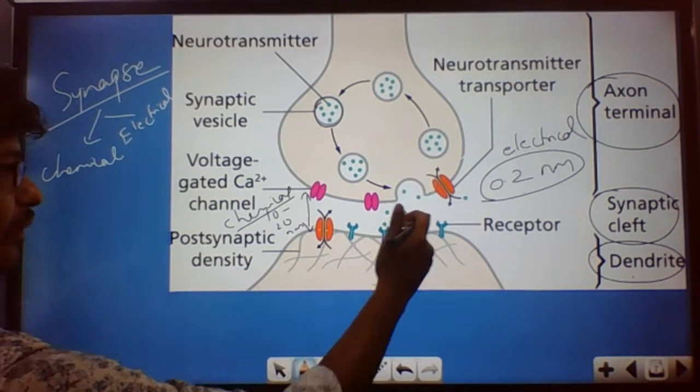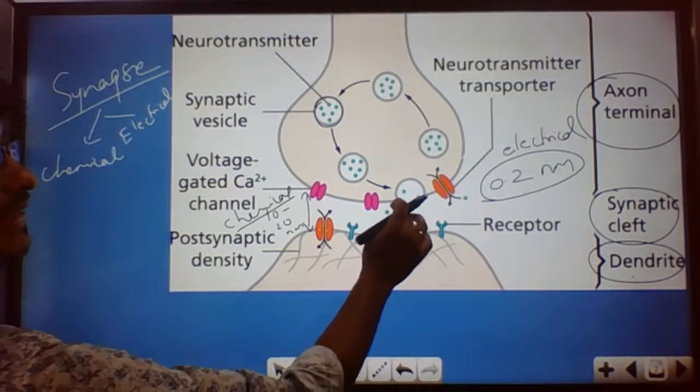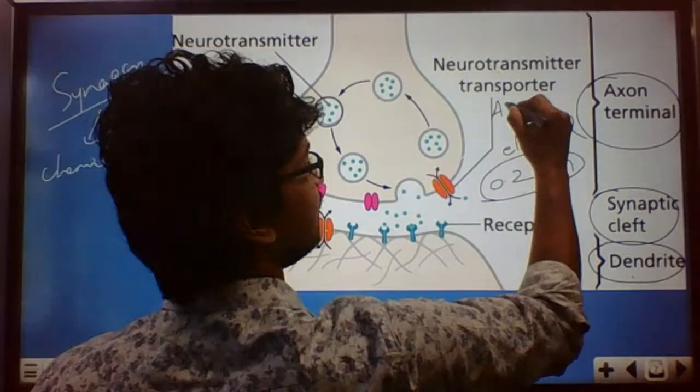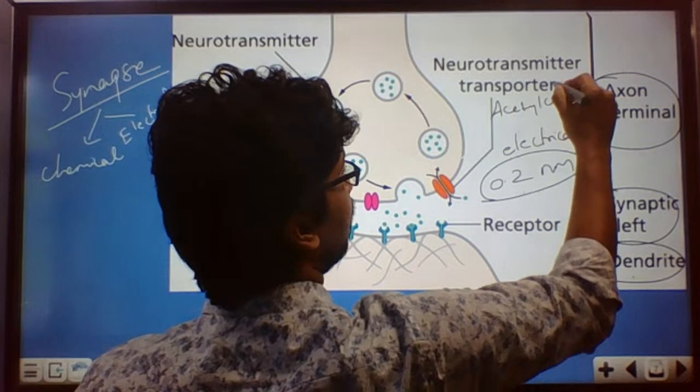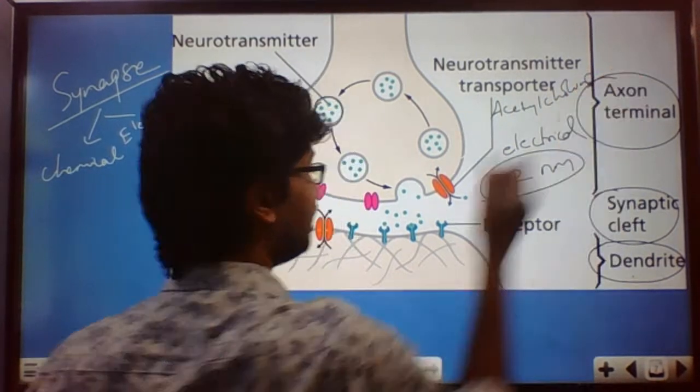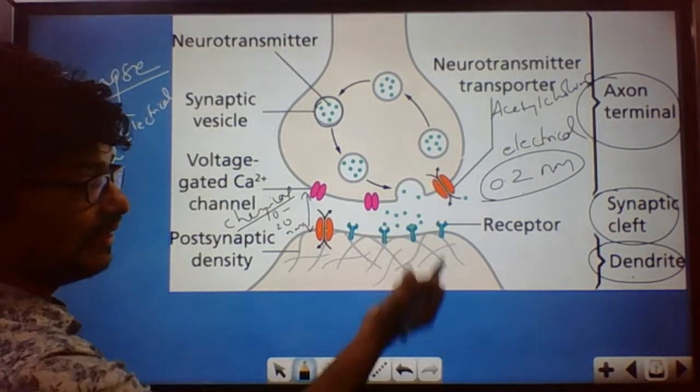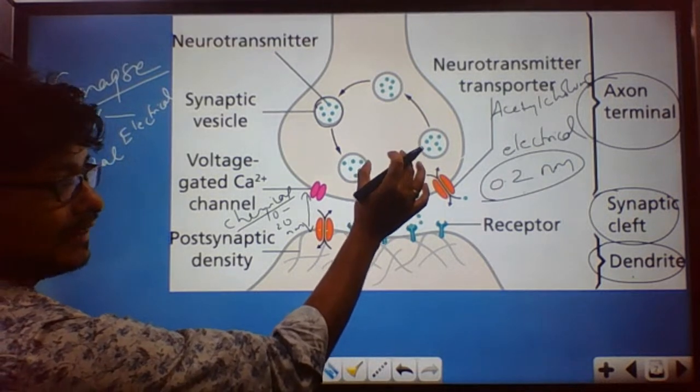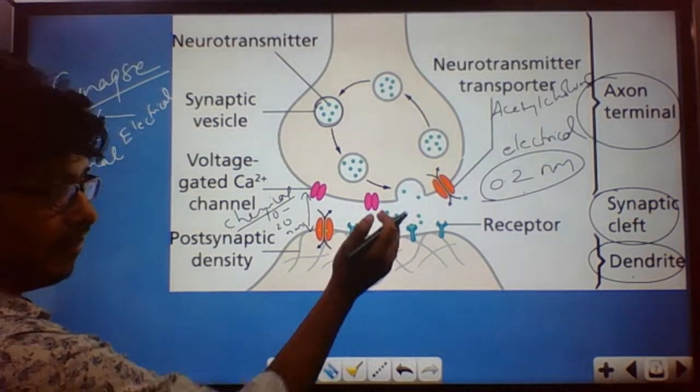So once it gets eliminated, then what happens? This will be received. This is actually a neurotransmitter. We call it acetylcholine. This acetylcholine receives the impulse from this particular axon of the neuron to the dendrite part of another neuron.